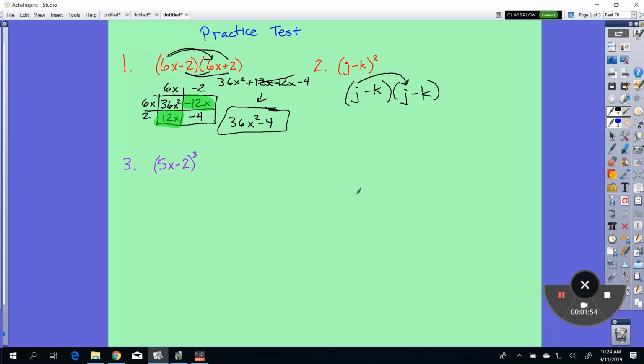So j times j. J times negative k, negative jk. And then I go the k times the j is negative jk again. If you wanted to use the rectangle, I'll show you how. And negative k times negative k is k squared. So you can combine these like terms in the middle. There's negative 1 jk and another negative 1 jk, which means there are negative 2 jk's.